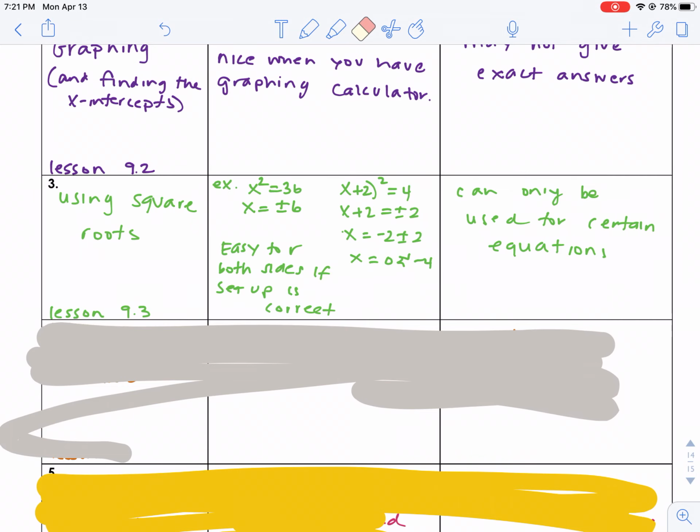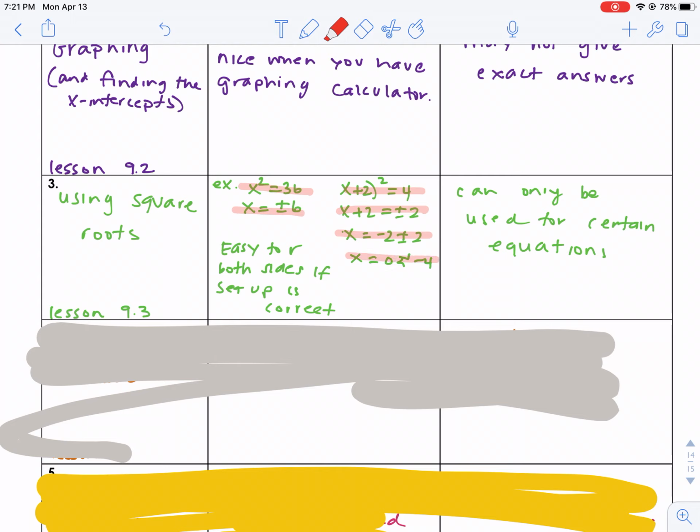The third method is using square roots. We did this in section 9.3. So I drew out two examples. If you have x squared equals 36, you take the square root of both sides to get plus or minus 6. Something like this, we take the square root of both sides, take away 2 from both sides, and then we get two answers of 0 and -4.